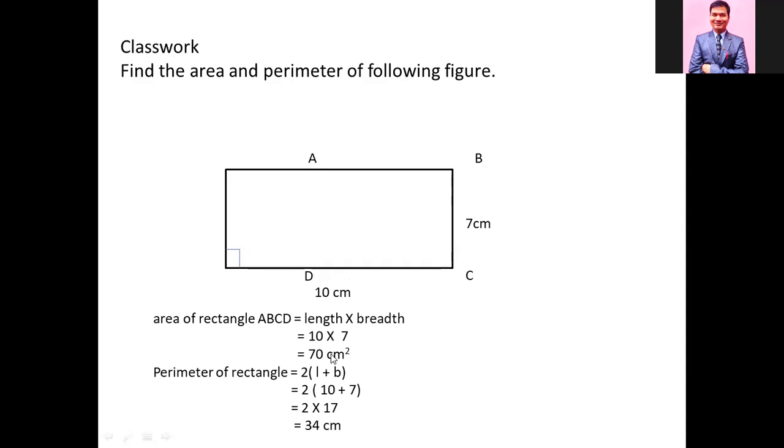The 70 centimeters square will be the answer because 10 into 7. And when you find the perimeter of the rectangle, 2 times (L plus B), means 10 plus 7, 2 times, then 2 into 17, that means 34 centimeter.